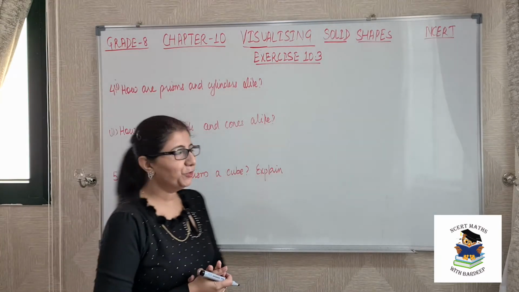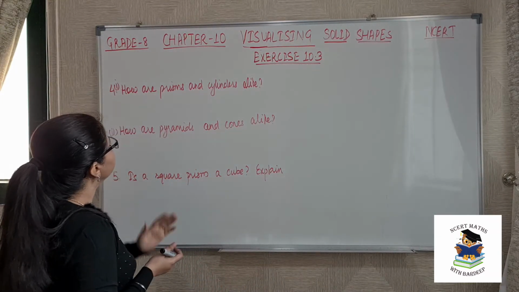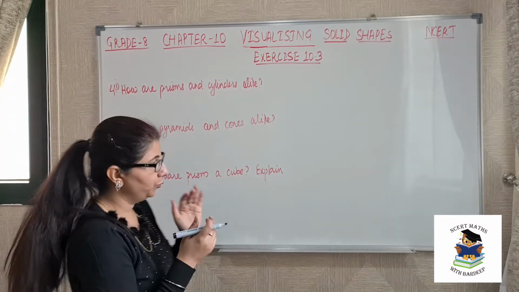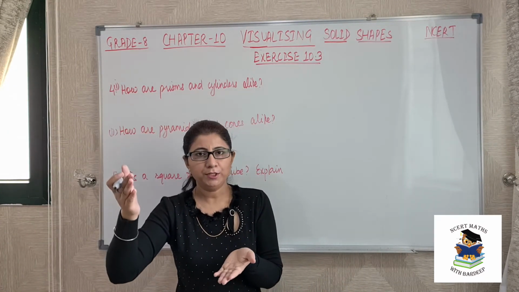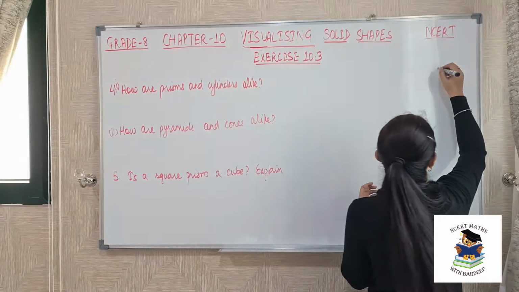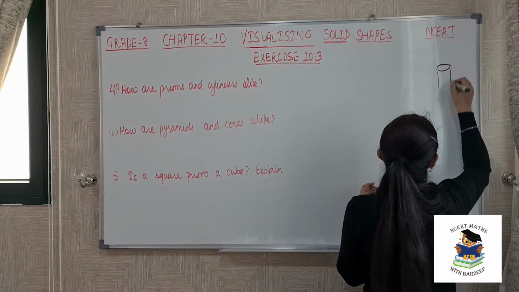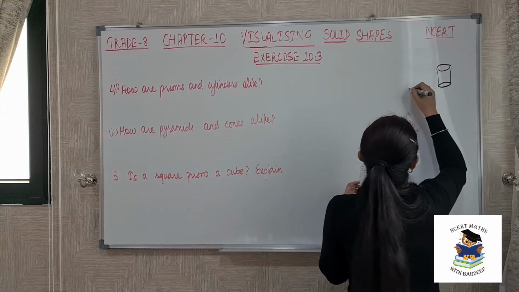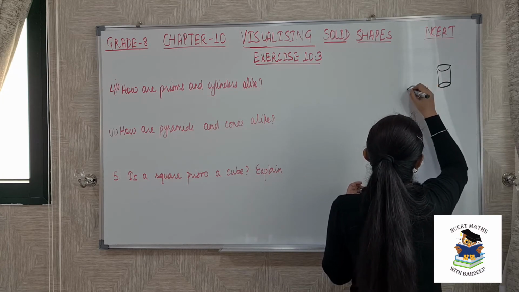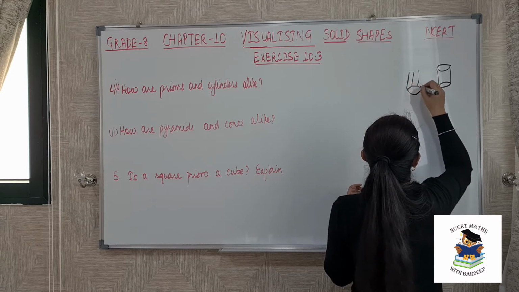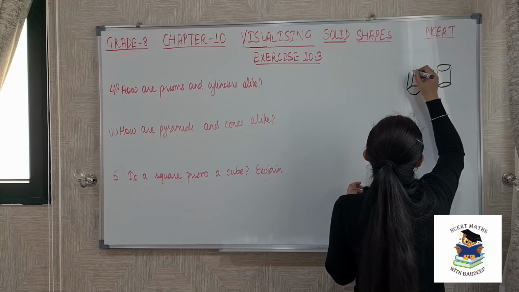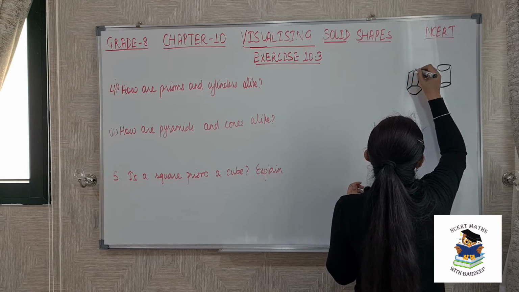So let's see our fourth question. How are prisms and cylinders alike? We know that in a prism both base and top are congruent shapes. In a cylinder also it is the same thing. In a prism, suppose I am taking this hexagon and all these will meet above, and above also it will be a hexagon.